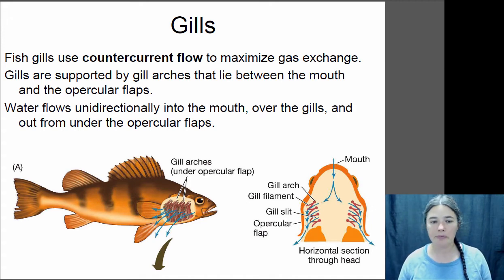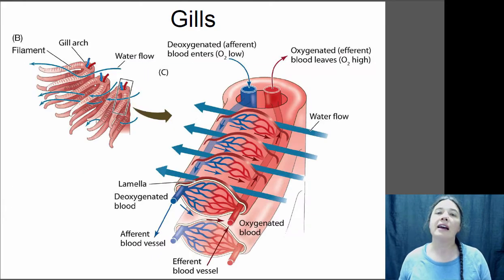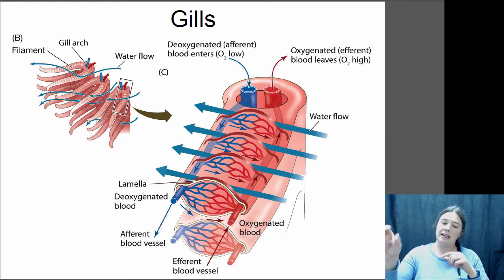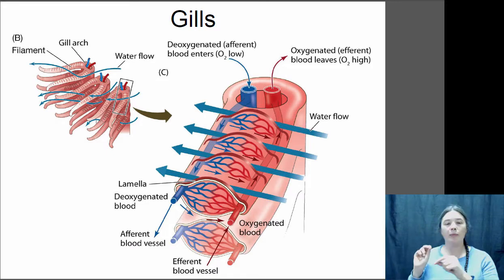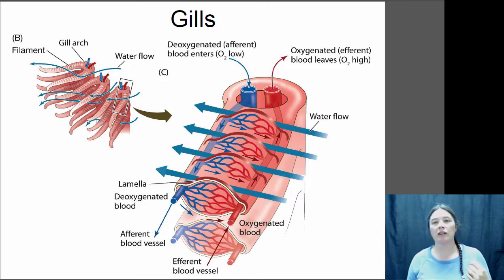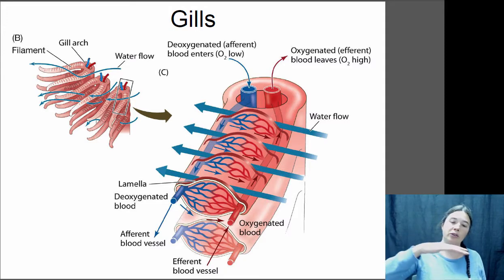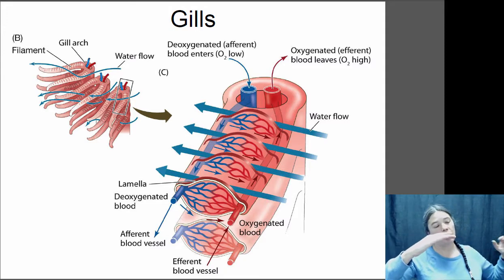All right, so if we take a closer look at the gills, again, we see this pattern of a lot of surface area. So they've got the gill arch, and then each gill arch has many little filaments, and then those filaments have little ridges on them called lamellae. And the lamellae are where the gas exchange is actually occurring. So the water is flowing in one direction across the lamellae, and the blood is flowing in the other direction.